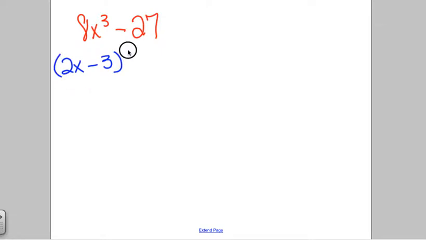For example, if I have 8x cubed minus 27. 8 is 2 cubed, 27 is 3 cubed. So I know I have a difference of cubes here. So I've got to find the cube root. Cube root of 8x cubed is 2x. Cube root of negative 27 is a negative 3.